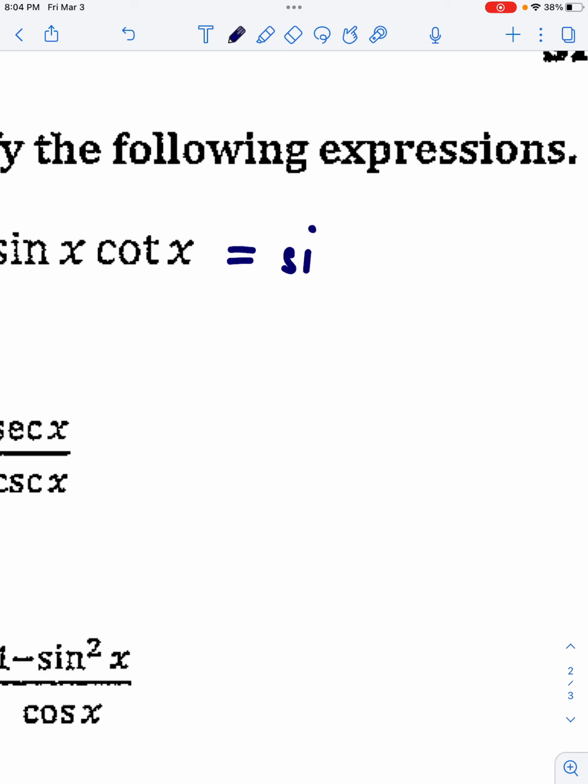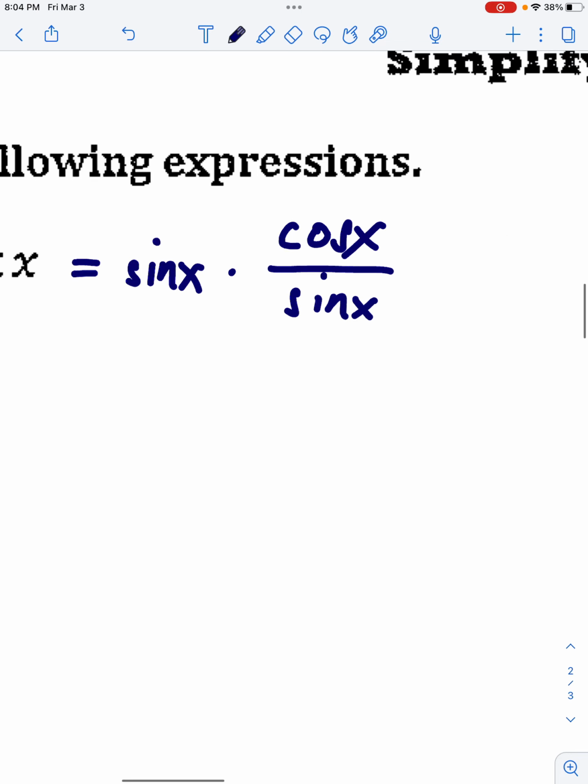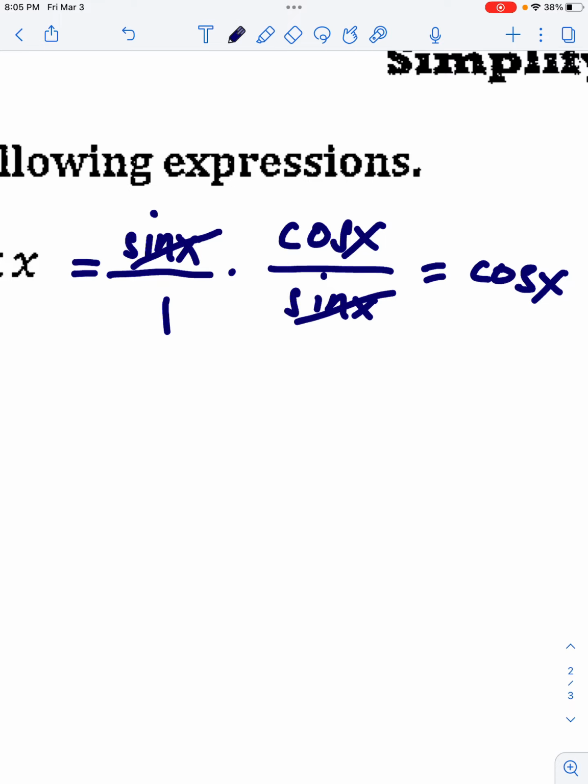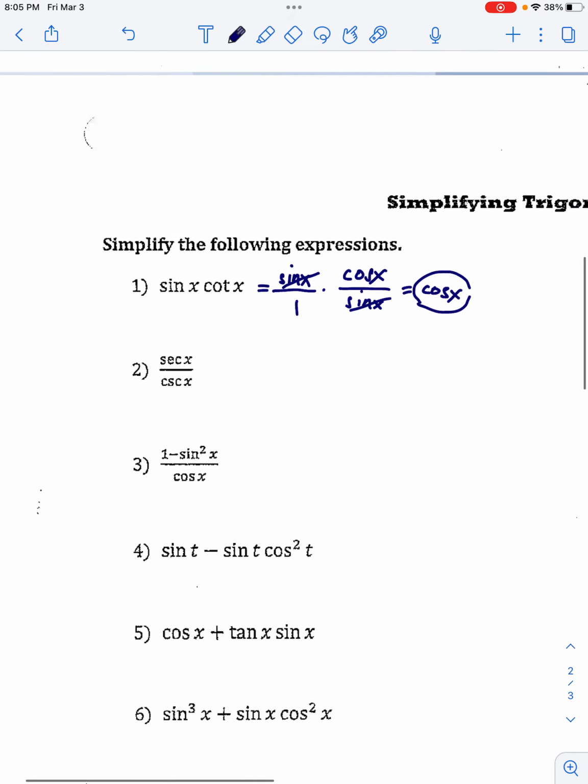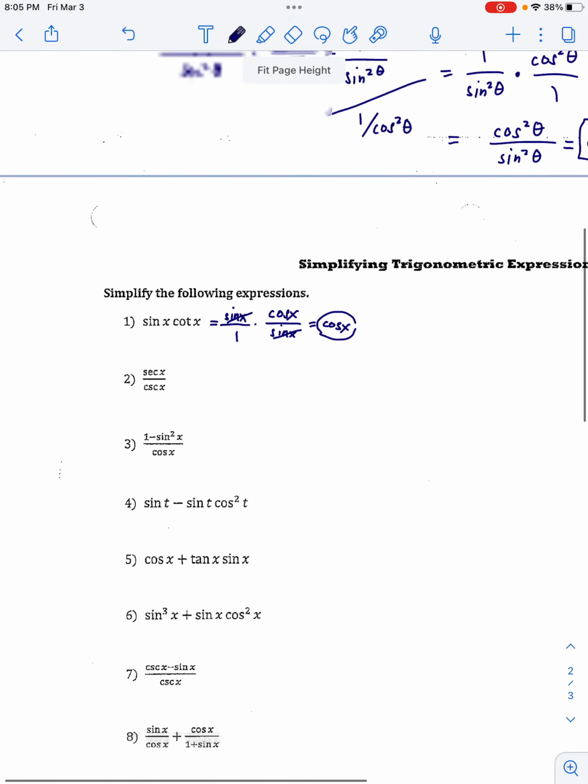So this becomes sine x times cosine of x over sine x. Right, and this factor on the left here, that's the same as sine x over 1. Okay. When you multiply these two fractions together, those two sines cancel out, just like they did in algebra. And I'm left with a cosine x. Okay, there you go. Simplifies to that.